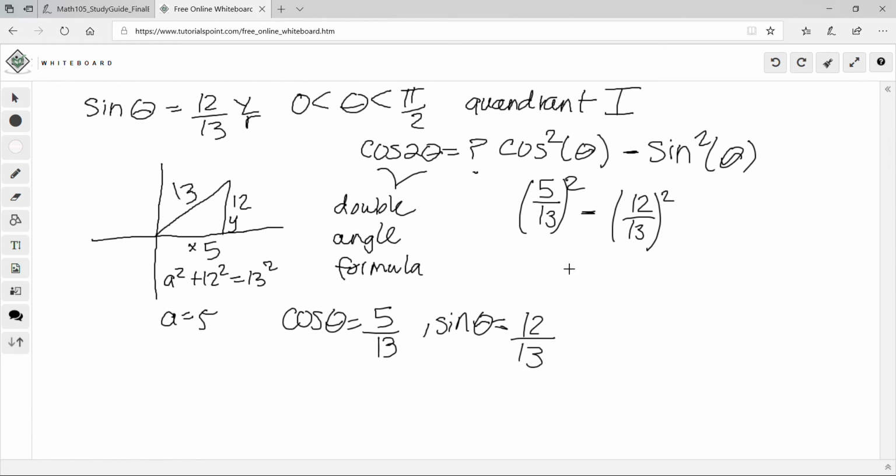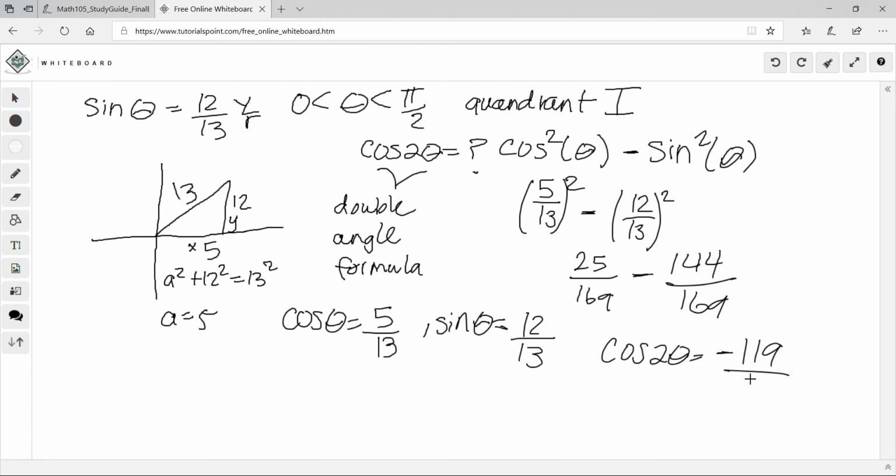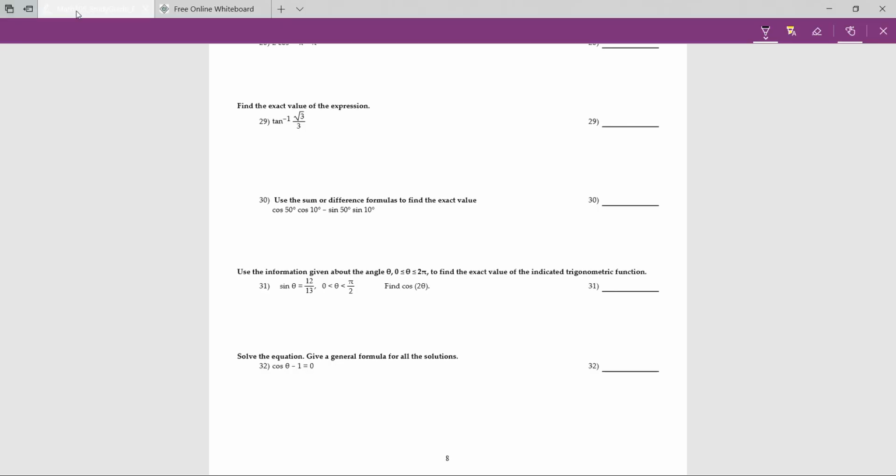So that's pretty much 25 minus 144 over 169, so cosine 2 theta is negative 119 over 169. That's your final answer. That's 31.